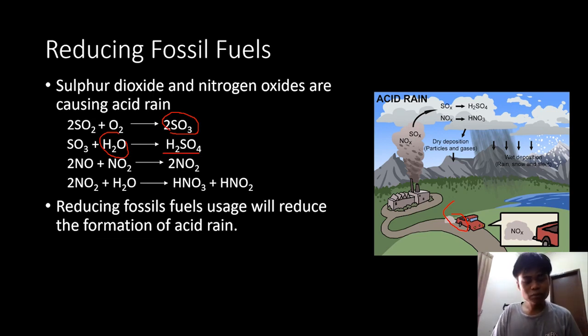And the second one is nitrogen oxide. The nitrogen oxide will react with oxygen in the air to produce nitrogen dioxide. Then the nitrogen dioxide will react with the water in the air to produce nitric acid and nitrous acid. Both of these are acids, and they will also cause acid rain as they pour down with the rain back to earth. So by reducing fossil fuel usage, we can reduce the formation of acid rain, as the sulfuric acid, nitric acid and nitrous acid do not form.